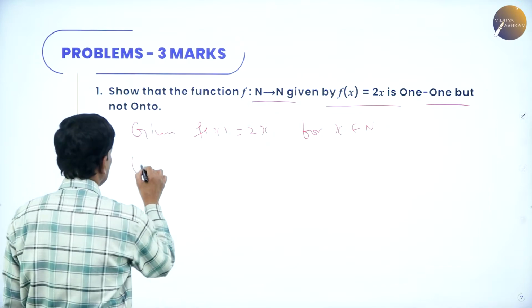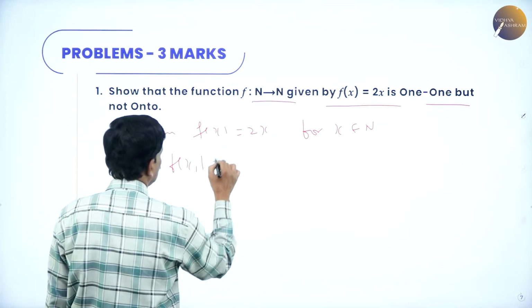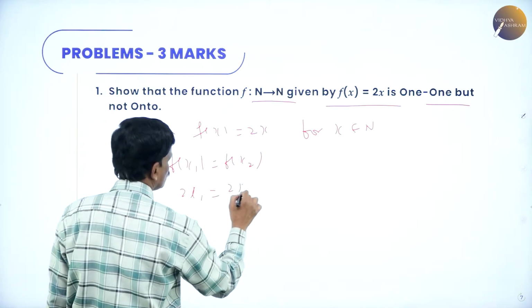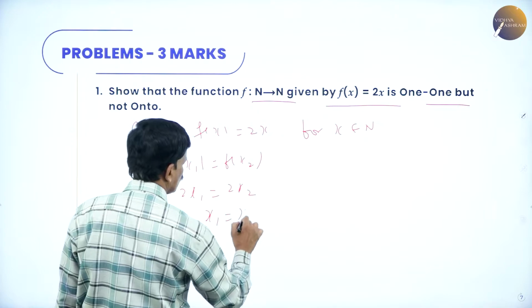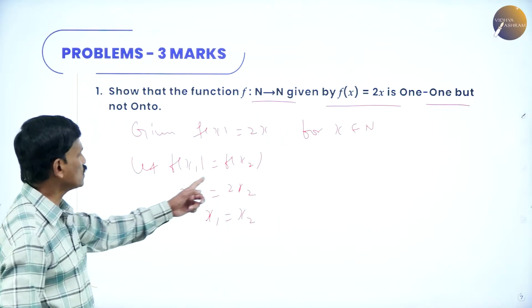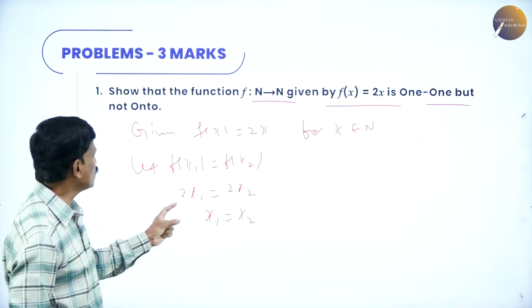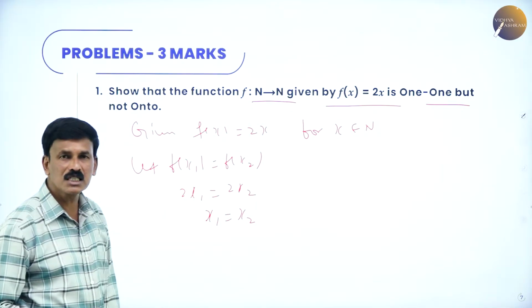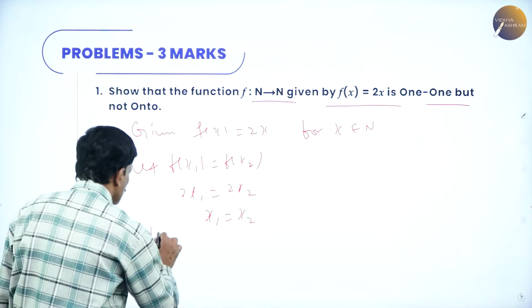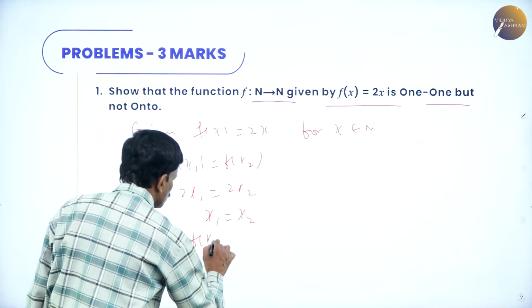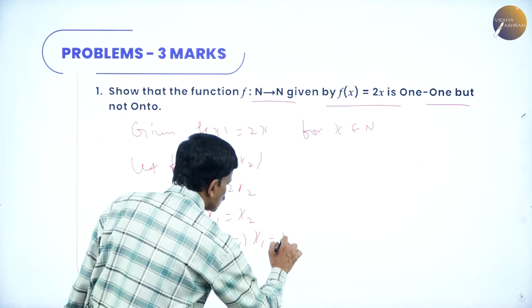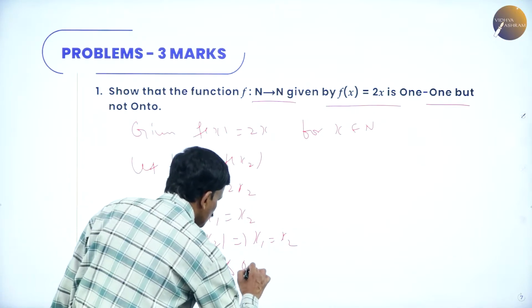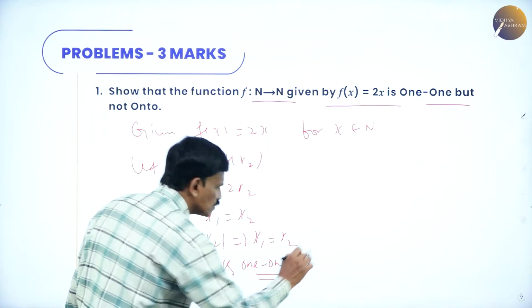Now let f of x1 is equal to f of x2. What is f of x1? 2x1, and f of x2 is 2x2. So 2x1 is equal to 2x2. Divide by 2, the 2 gets cancelled, so x1 is equal to x2. Therefore, f of x1 is equal to f of x2 implies x1 is equal to x2. Therefore, f of x is a one-one function.